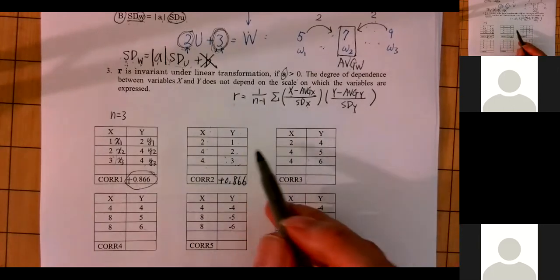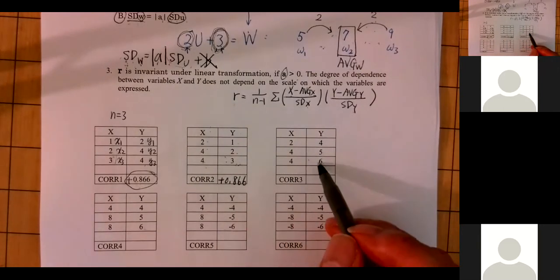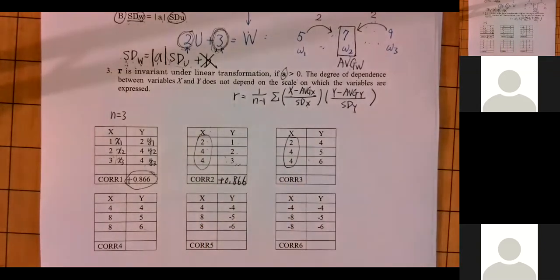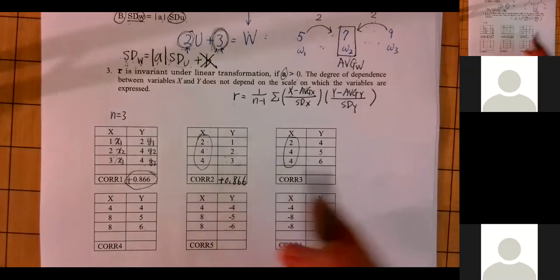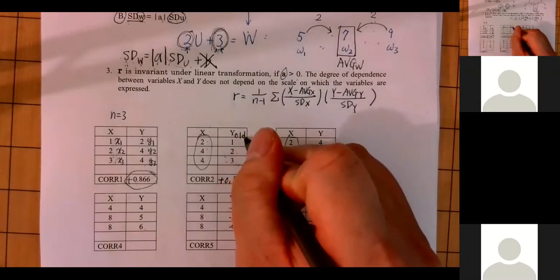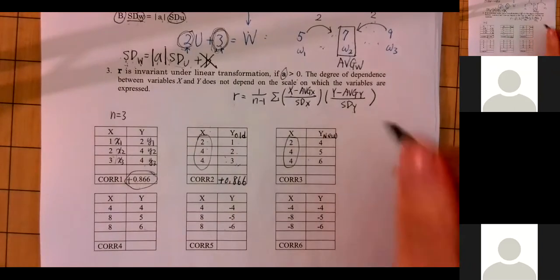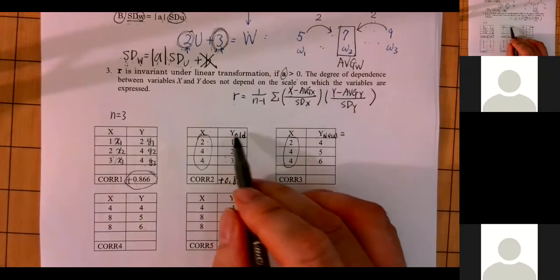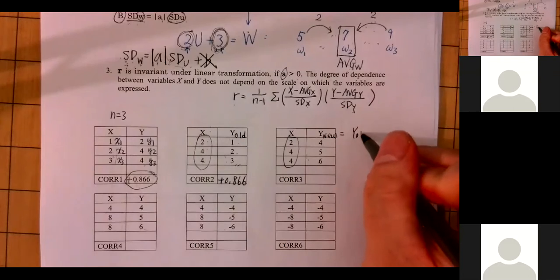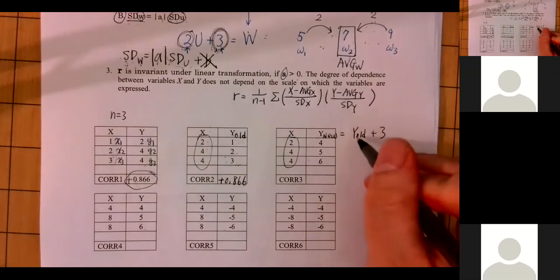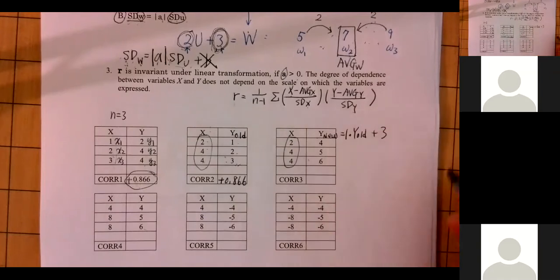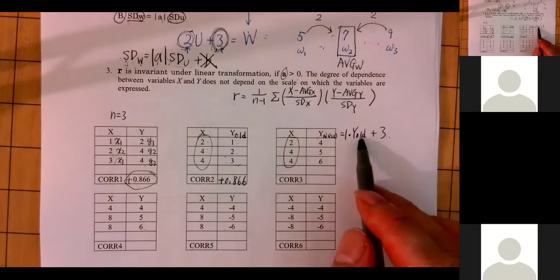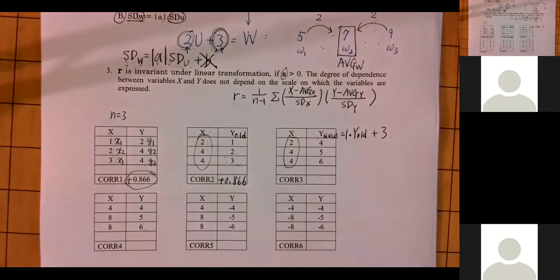Okay? Now, look from the second table to the third table. We find the X column remains the same. But what happened to the Y column? If I call this Y old, and I call this Y new, how is Y new related to Y old? Let me write it down. Y new is Y old plus 3. And Y old means 1 times Y old. So this is a linear transformation from Y old to Y new.